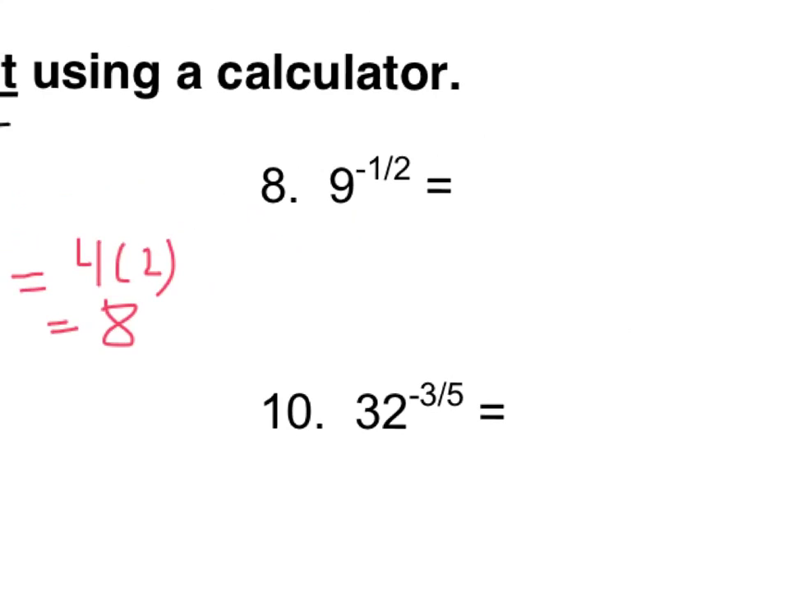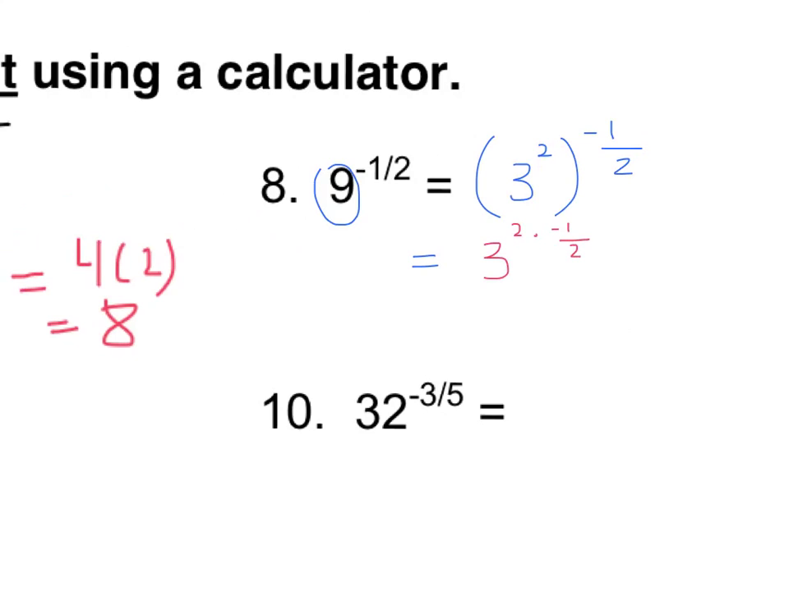Now, I hope you tried 8 and 10 on your own. So to do this, think of 9. 9 is 3 to the power 2, and you copy the negative half on the outside. Remember, a power to a power, it means you have to multiply those two. So 3 to the power 2 times negative half.